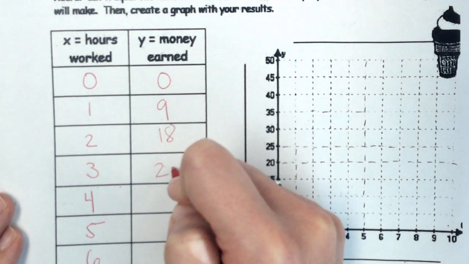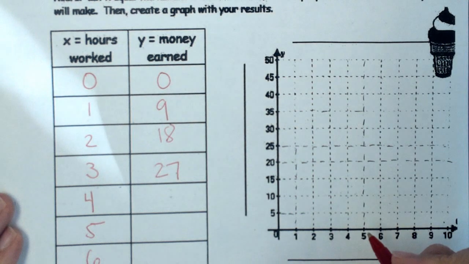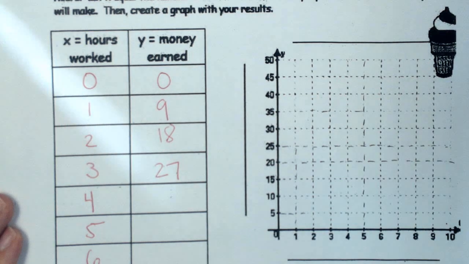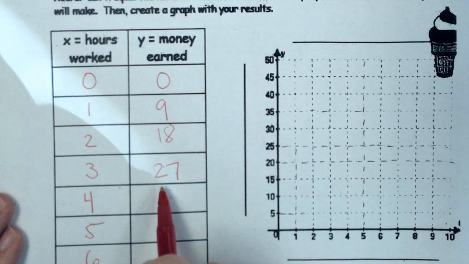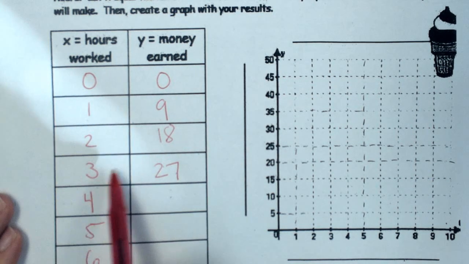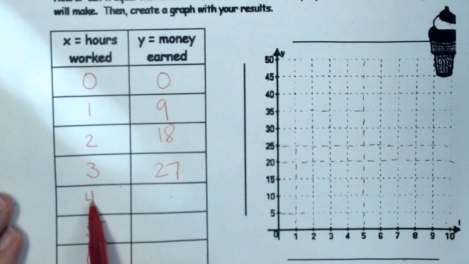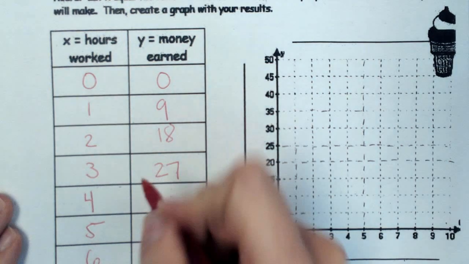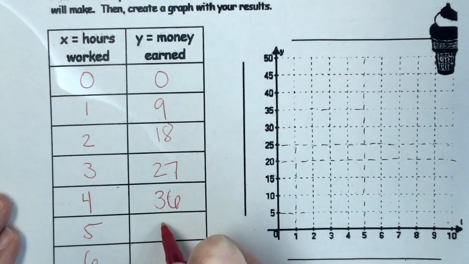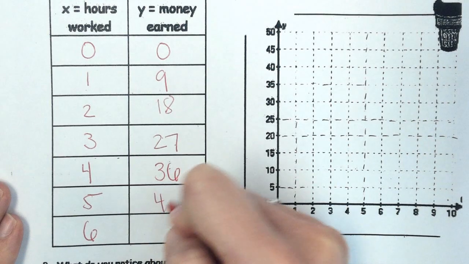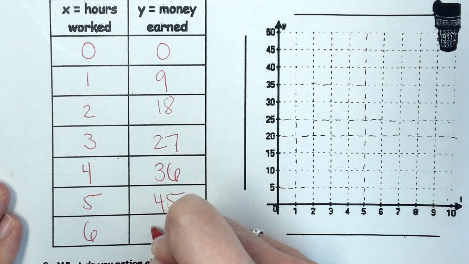If you're feeling lost, like where are they getting these numbers from? Who can tell me what you're doing right now? Valeria. You're timesing the 9 by the hours. So 4 times 9 is? And 5 times 9 is? And 6 times 9 is?